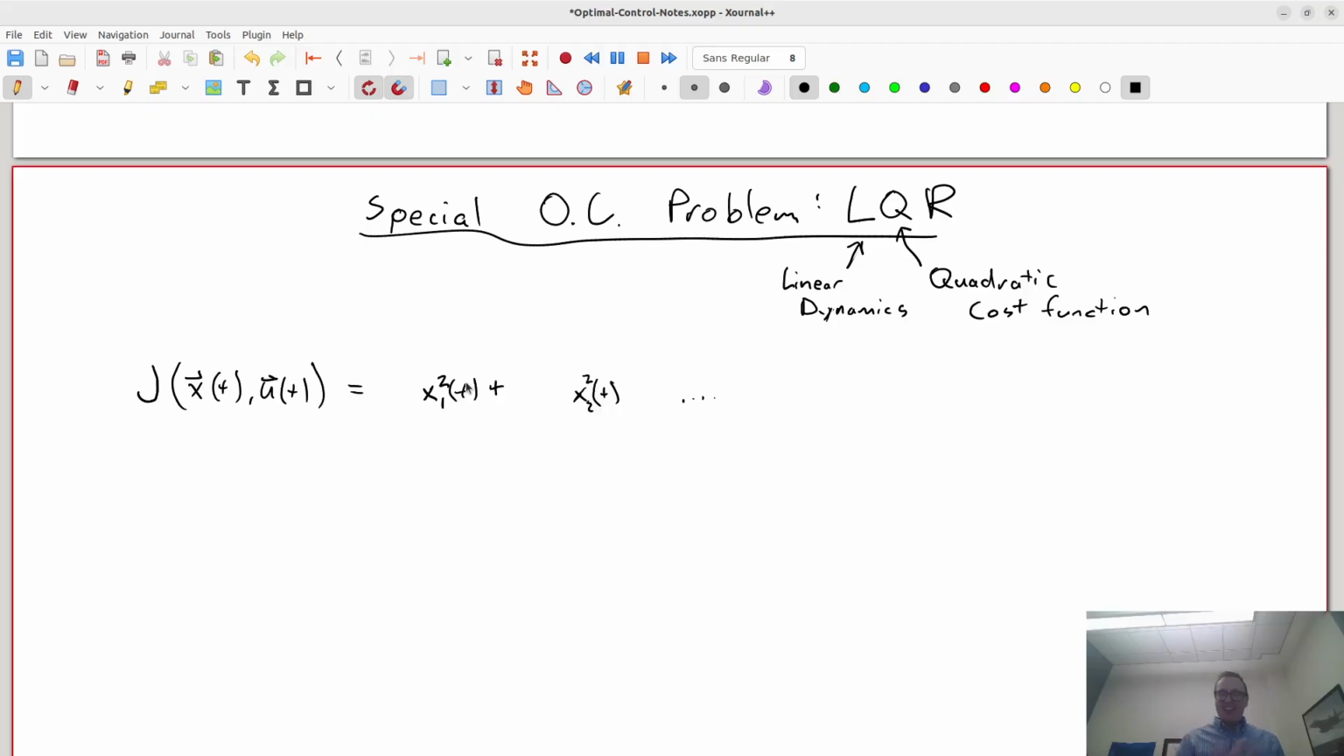The problem is that it will cause the controls to go to infinite values to get x1 to 0 and x2 to 0. So we also have to penalize the control inputs. We want to minimize, in addition to the x values, u1 of t squared, plus u2 squared of t, plus all the other controls that you might have. You'll see why I'm leaving these spaces here in a second.